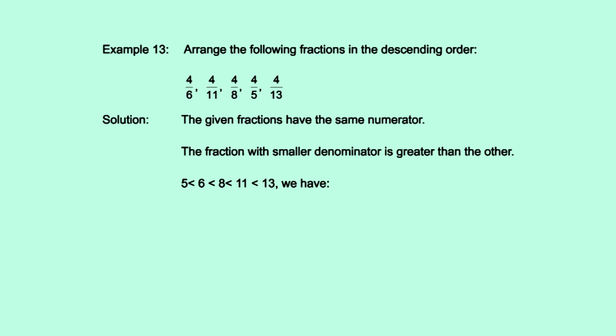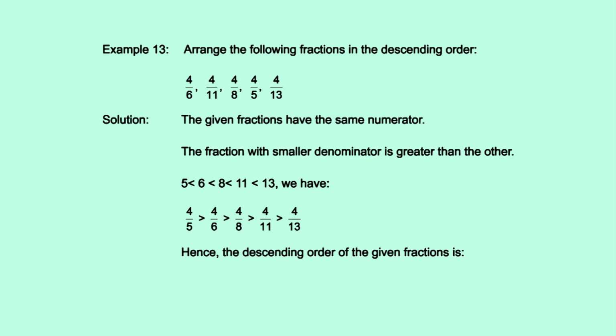We have 4 by 5 is greater than 4 by 6 is greater than 4 by 8 is greater than 4 by 11 is greater than 4 by 13. Hence, the descending order of the given fractions is 4 by 5, 4 by 6, 4 by 8, 4 by 11, 4 by 13.